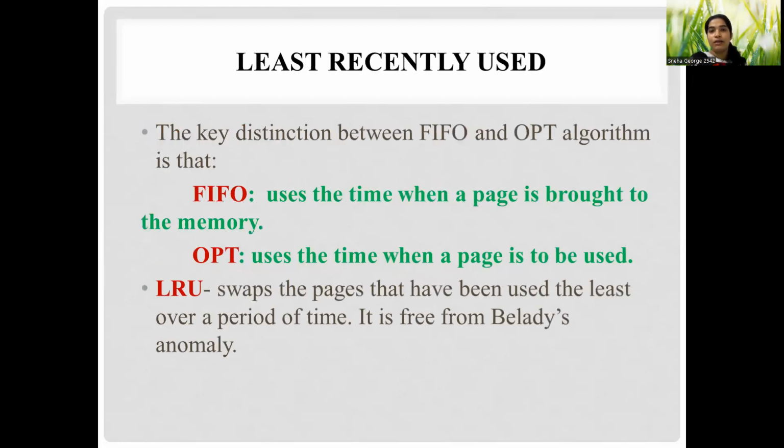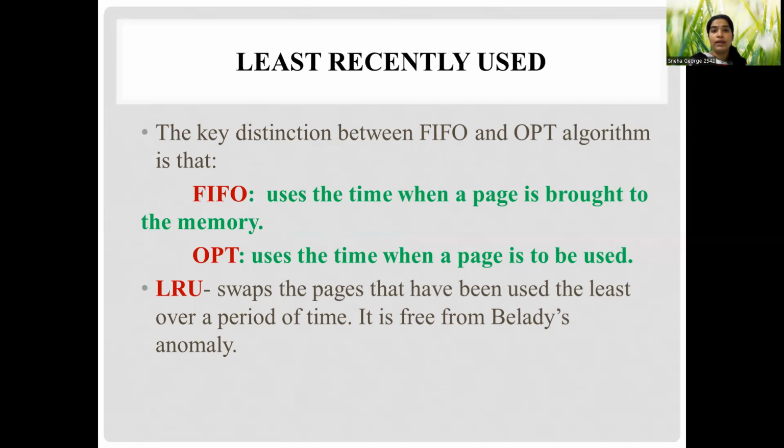The last algorithm that you're going to see here is the least recently used. The basic distinction between FIFO and optimal: optimal page replacement is otherwise called the OPT or MIN algorithm. FIFO uses the time when a page is brought into memory, whereas OPT uses the time when a page is to be used. So this is the basic difference between FIFO and optimal. FIFO takes the time when the page has come to the memory, whereas optimal uses the time when the page is to be used.